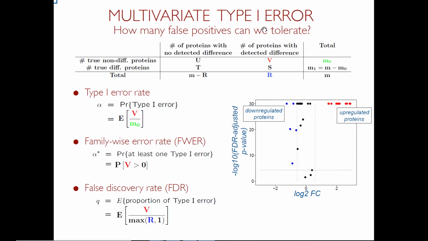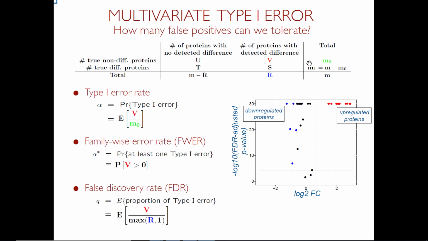So now the columns are our decision. So this is how many proteins we claim as not differentially abundant, and this is how many we claim as differentially abundant. So let's say we claim R as differentially abundant, so the remainder are not differentially abundant. And each combination here are these numbers in the table. So the problem is that the only thing that we really observe is R, right, and M minus R. So these numbers in the table, they're actually not observable.